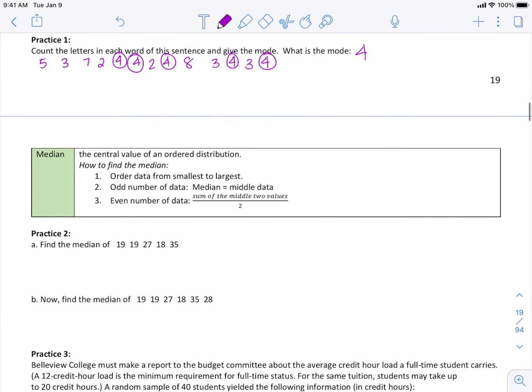The median is the central value of an ordered distribution. So how do we find the median? You order the data from smallest to largest. If you have an odd number of data, then the median is the middle data value. If you have an even number of data, you take the sum of the middle two values and divide by 2.